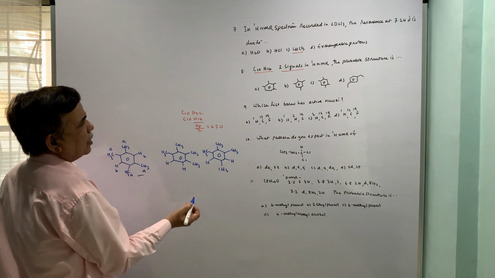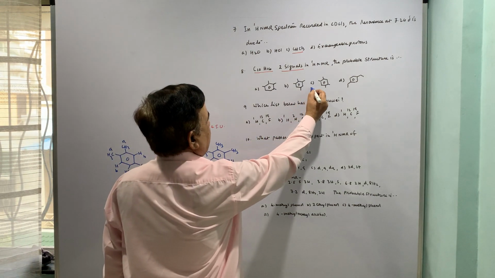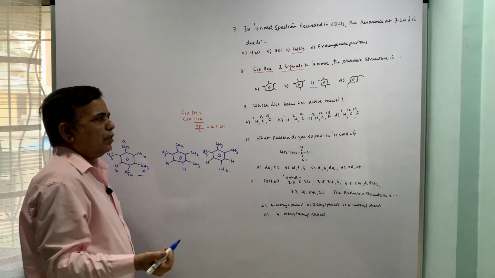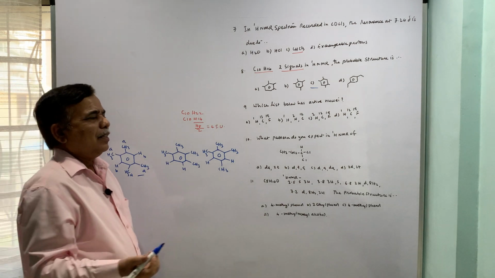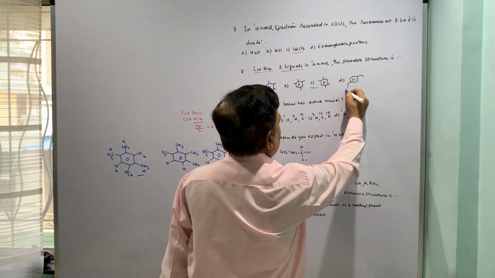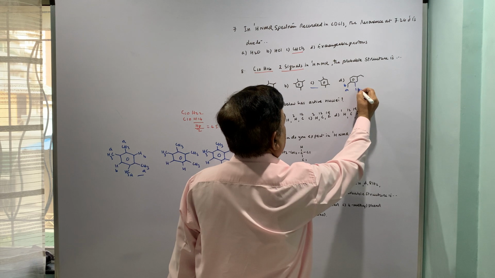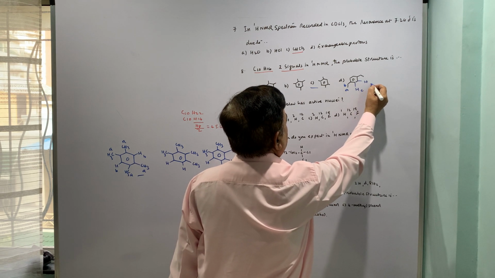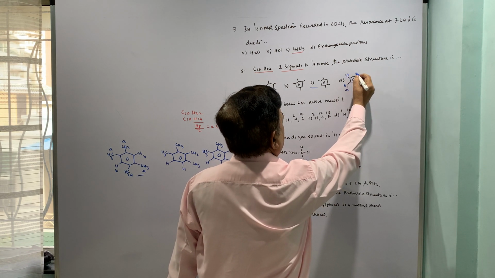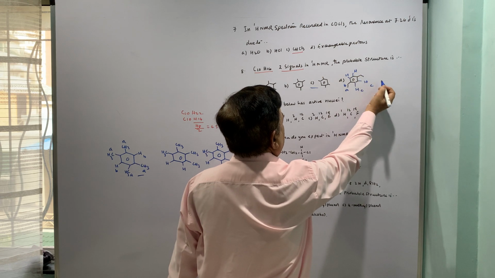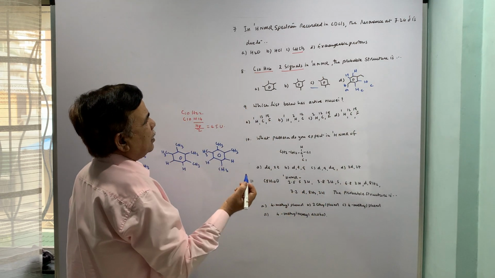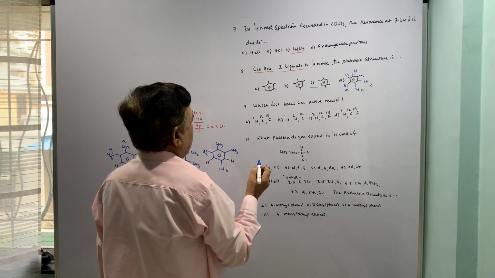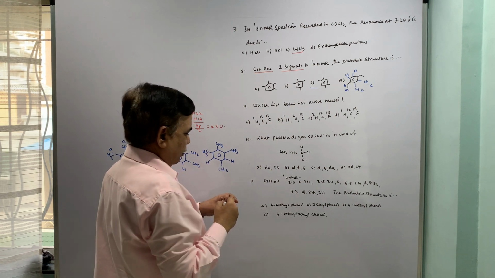So this option is correct, that is number C, and the other one will definitely give 3 signals, one for methyl, one for methylene, and one for this. So this is A, B, and this will be C. So obviously 3 signals, with 2 signals are possible with this only.